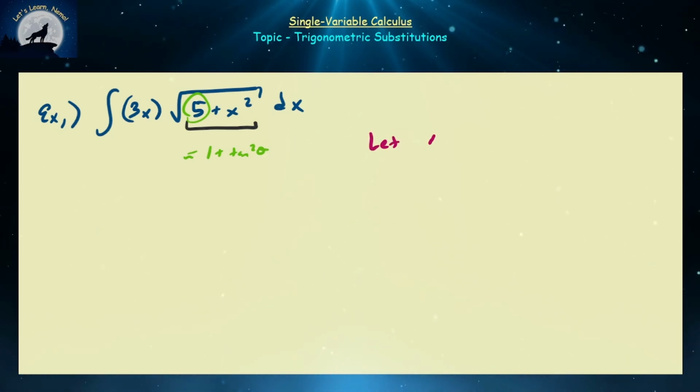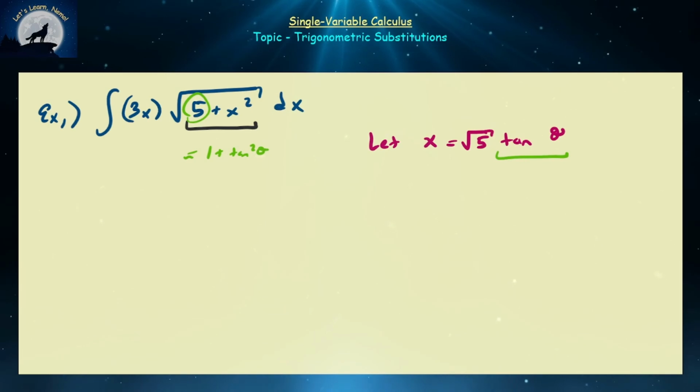So what we're going to do is let x be equal to the square root of 5 times the tangent of theta. So why are we letting x be this? Well, x is equal to some function of theta because it's something plus x squared. So, 1 plus tangent squared is equal to secant squared of theta. The square root of secant squared would just be secant. And then we can solve that hopefully in an easier manner.